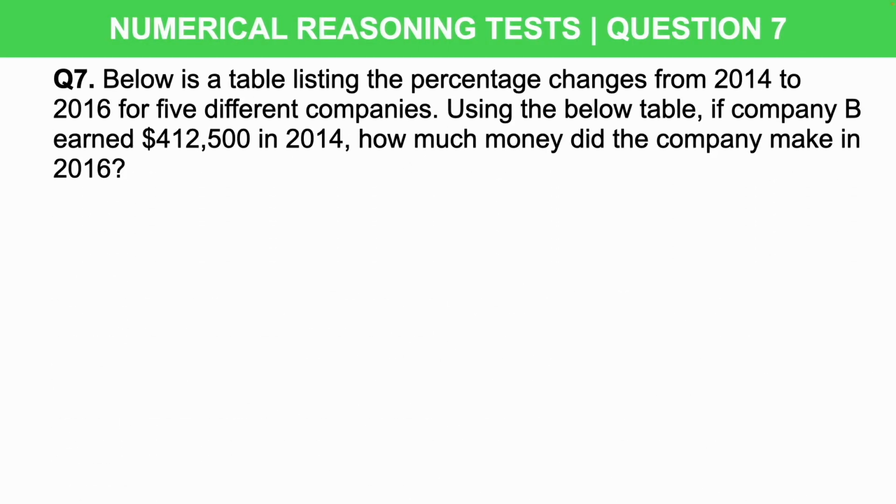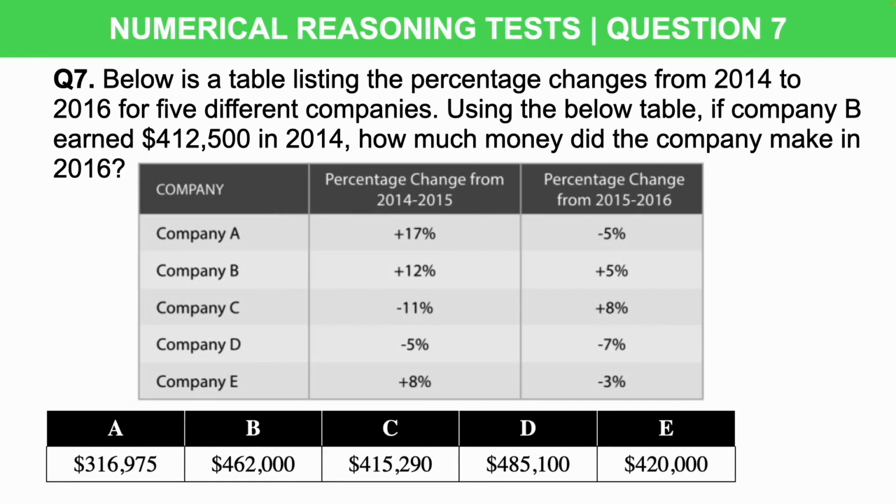So here is that numerical reasoning question. Below is a table listing the percentage changes from 2014 to 2016 for 5 different companies. Using the below table, if company B earned $412,500 in 2014, how much money did the company make in 2016? So here is the data that you need, and here are your answer options.